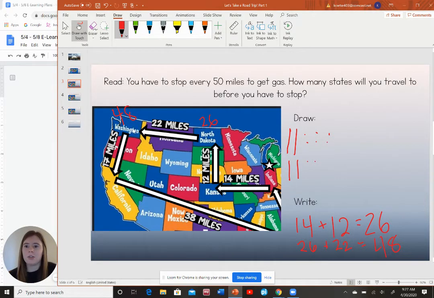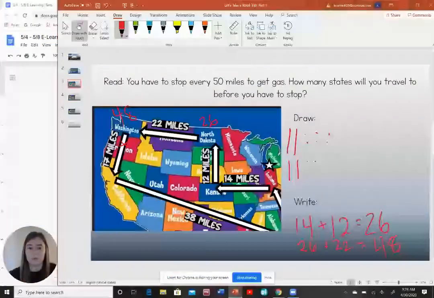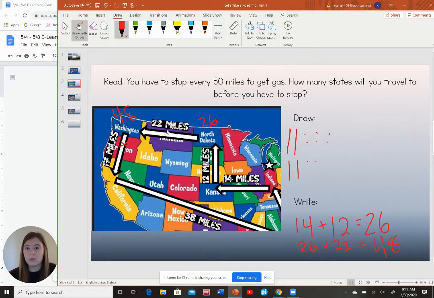So I know if I went 2 more miles, I would probably end up around here on the journey. And so I can go ahead and stop there, and I can see that I've gone to 1, 2, 3 states. And that's going to be my answer since I'm going to have to stop after Washington. So I'll travel to 3 states before we have to stop and get gas.